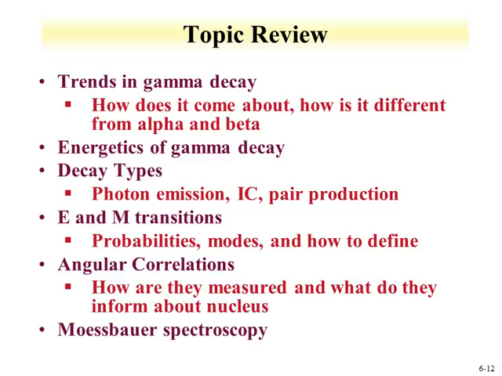We talked about the types of de-excitations: photon emission, internal conversion, pair production. We talked about electric and magnetic transitions, their probabilities, what their modes mean, how to define them, and what it means between spin and parity change and E&M change. We also discussed that gammas can be correlated angularly with their decay and how one can perform an experiment to do that. And then we discussed Mossbauer spectroscopy, primarily as a method for linking the chemical environment with a nuclear property.